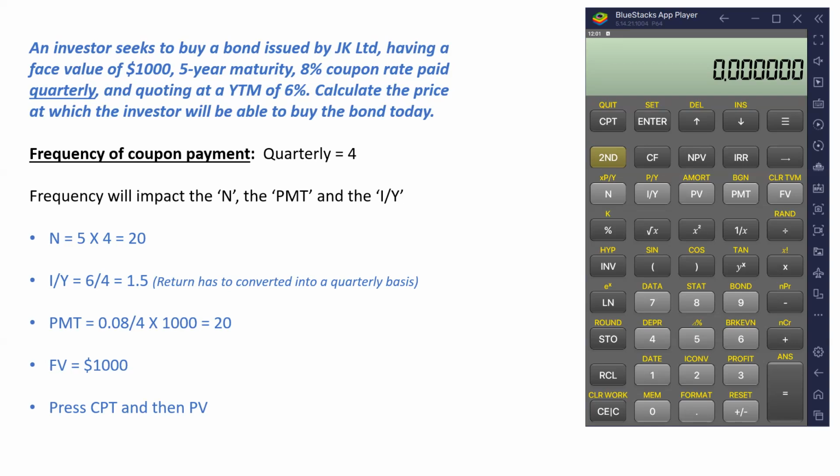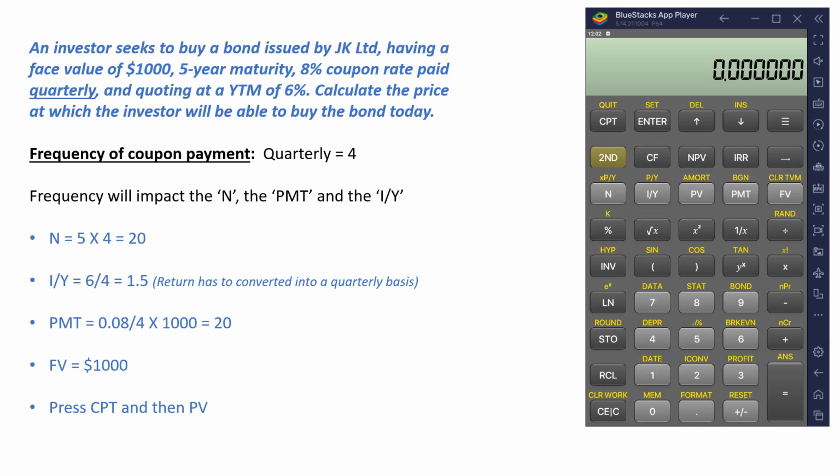So frequency is 4 and it is going to impact the N, the PMT and the I/Y. So N is going to be 5 multiplied by 4, 20. I/Y in this question, they have given you, it is quoting at a YTM of 6%. This is 6% per annum. So over here, because they have given us the answer on a per annum basis, we have to convert it into a quarterly basis. That is why we are going to divide it by 4.